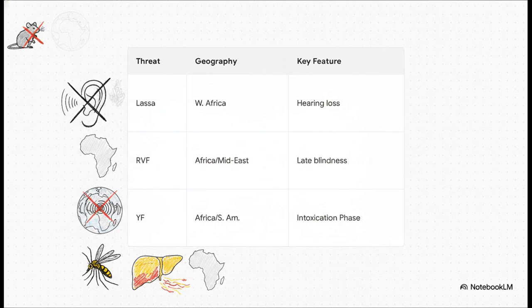Lassa fever in West Africa is unique because it causes permanent deafness in about 30% of cases. Obviously, that's a massive worker compensation and liability issue. Rift Valley fever in Africa and the Middle East can trigger late-stage complications leading to blindness weeks after the initial infection. And yellow fever, found in Africa and South America, is notorious for its intoxication phase, which causes massive organ failure and internal bleeding. That phase is fatal for about half of those who enter it.